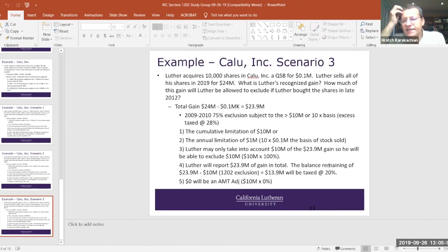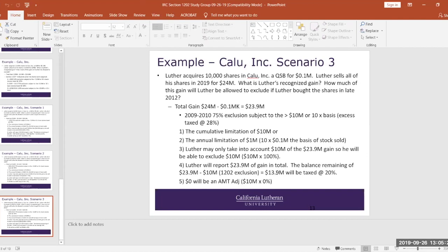Of course, state taxes would apply to this if the state in which Luther lives does not have a corresponding provision that gives him the 1202 benefit, and there's no AMT adjustment. But so 10 million is excluded, the 13.9 million could roll over.